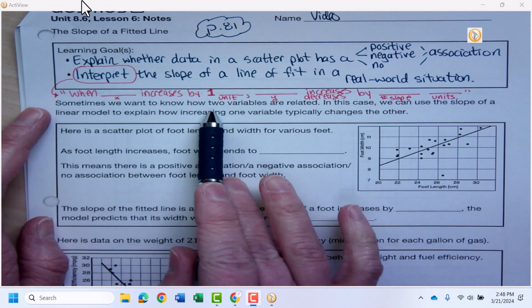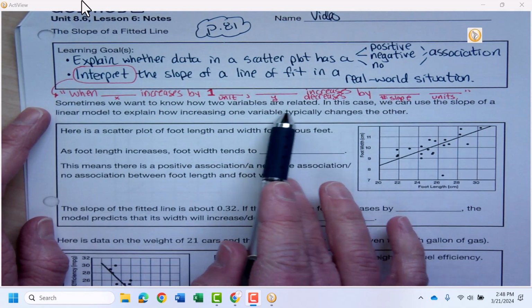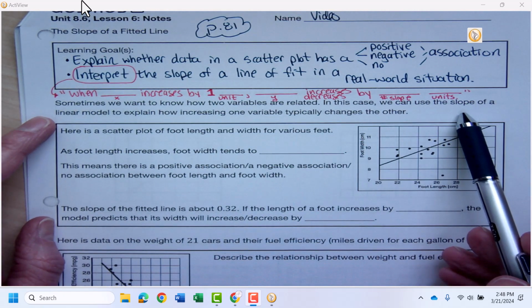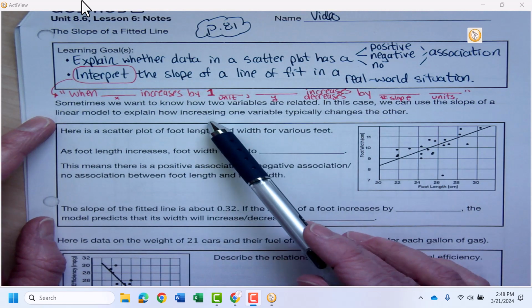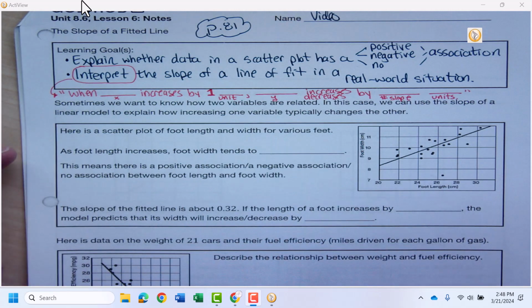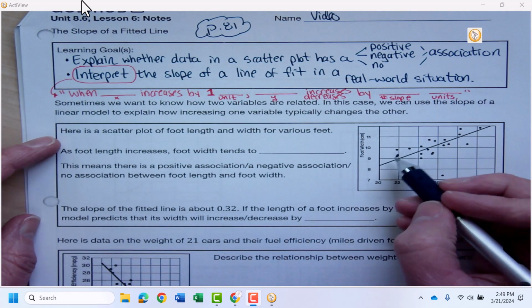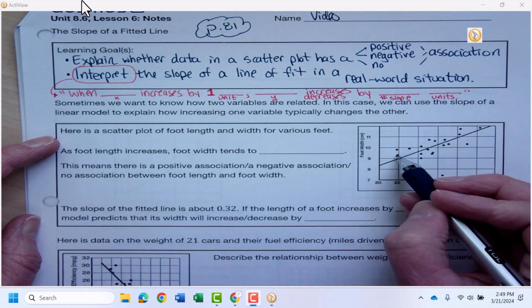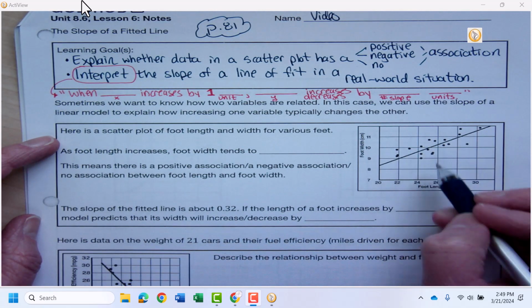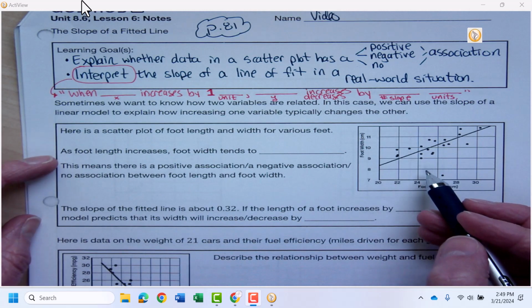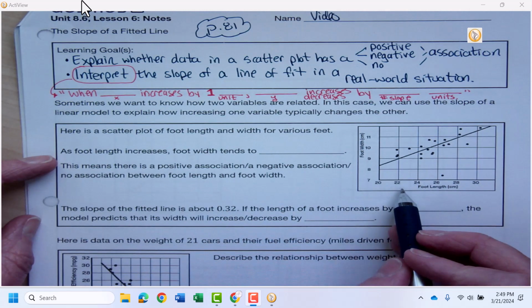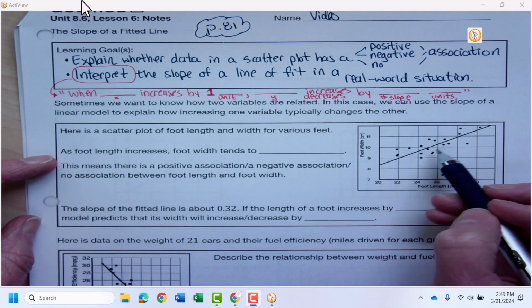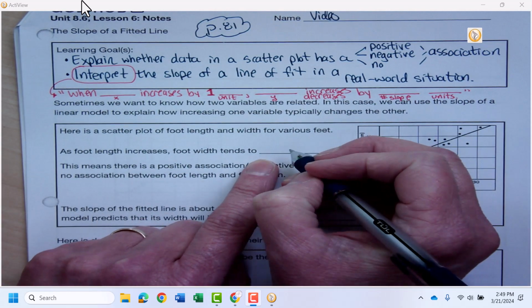Sometimes we want to know how 2 variables are related. In this case, we can use the slope of a linear model to explain how increasing one variable typically changes the other. So here's a scatter plot of foot length and foot width for a bunch of different people. Each dot represents a person and the 2 measurements we've taken from that person. And we can see that as the foot length increases, the foot width tends to increase as well.